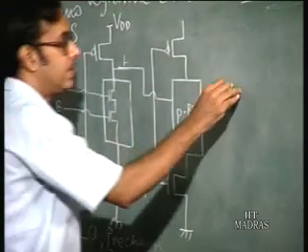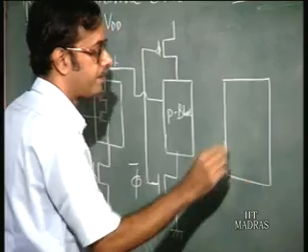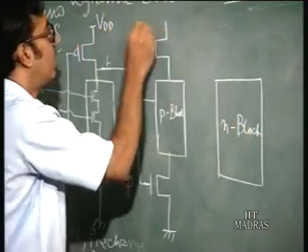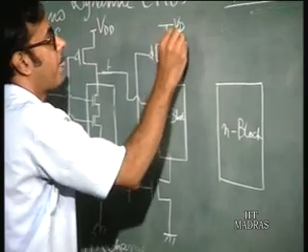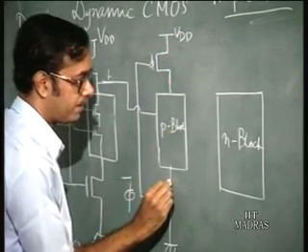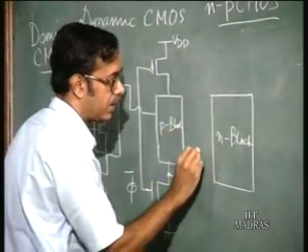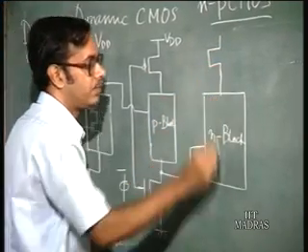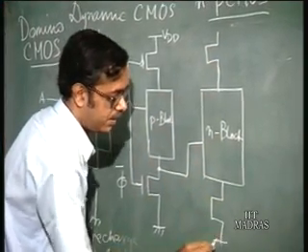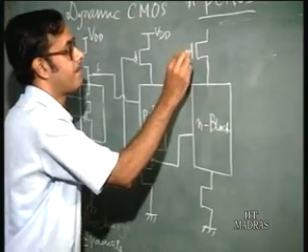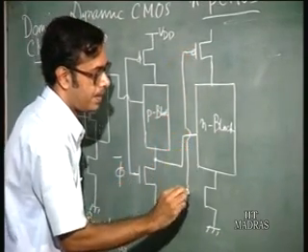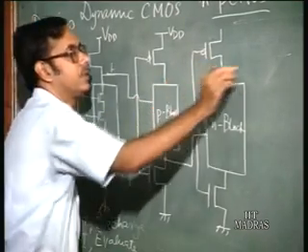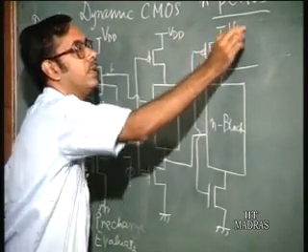And then again you have the N block. So the next stages are all N block. So this is VDD. The output from here goes to the N block. Again you have a similar stage, this is PMOS, this is NMOS. So this output is taken from here.